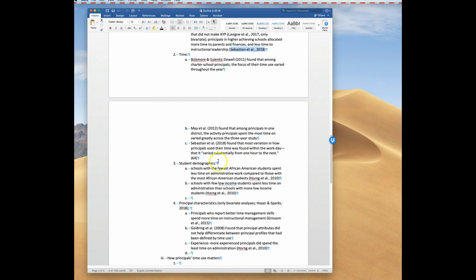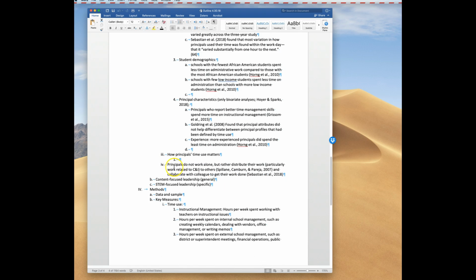So time, I do the same thing, and I will post this in case it's useful. Student demographics, principal characteristics. And then I have a section on how principals' time use matters. And then a little caveat at the end where I say, yeah, we're talking about principals, but we should also admit that principals don't work alone, and so it's not sufficient just to focus on principals.